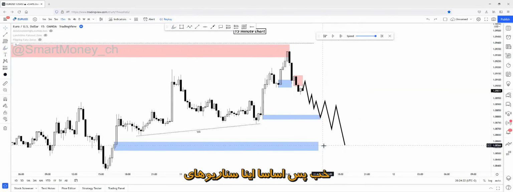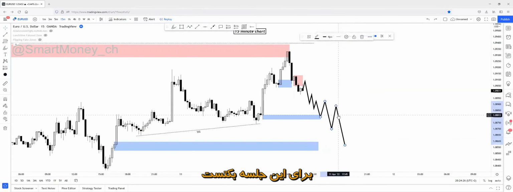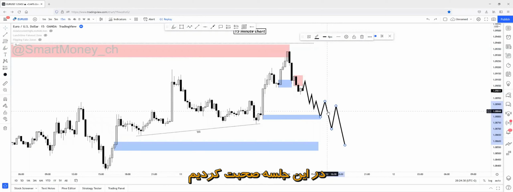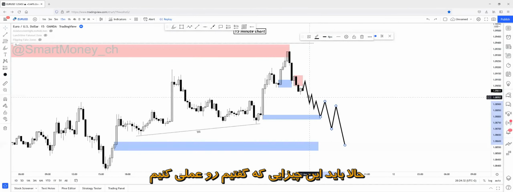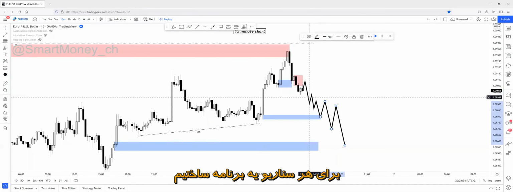So basically, these are the lining up scenarios for this backtesting session. And I believe we've talked about every single scenario that could possibly happen in this session. Right now, all we have to do is adapt. We've built a plan for every single scenario.